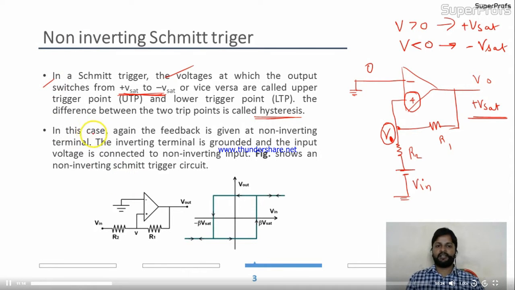Now in this case again the feedback is given at the non-inverting terminal. In the previous case also the feedback remained constant, to the positive terminal or non-inverting terminal only. The inverting terminal is grounded in this case and the input voltage is connected to the non-inverting input. See, over here we connected the input. The negative terminal or inverting terminal of the op-amp is grounded. Okay. The figure shows a non-inverting SCHMITT trigger circuit. Here is the circuit. Now we'll see how we draw this output.